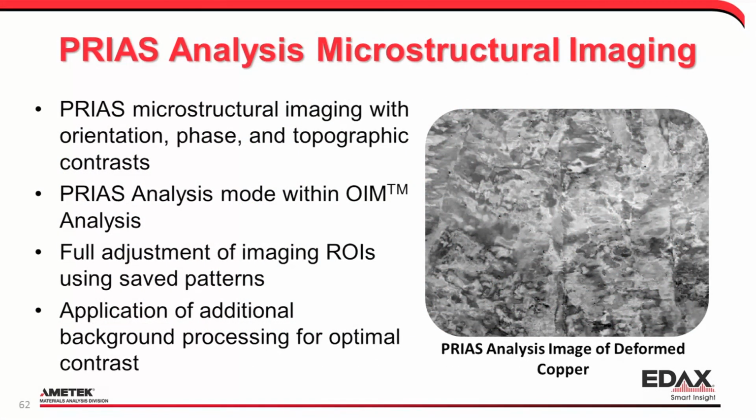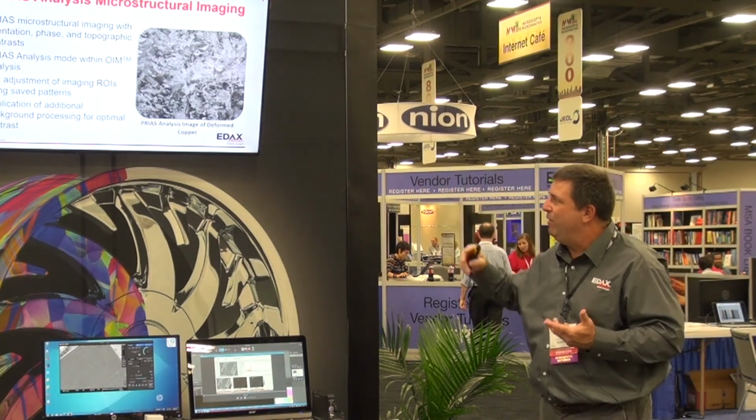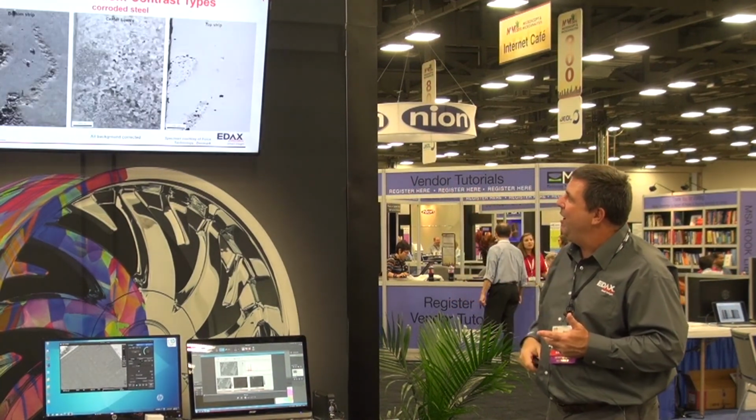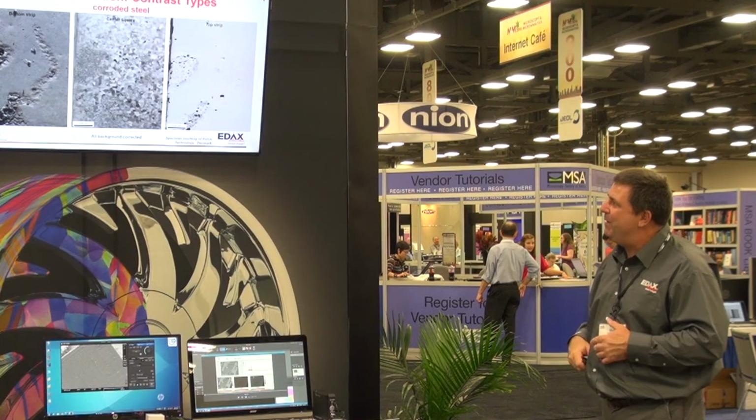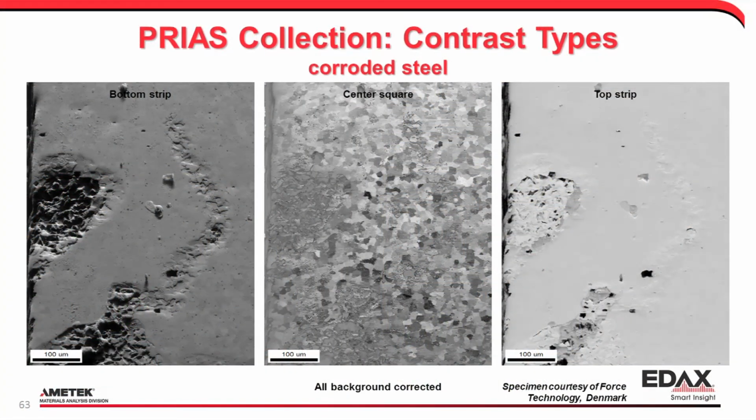Another thing we do is what we call PRIAS. PRIAS is a microstructural imaging approach where we're looking at orientation contrast. We're now able to do this fully in OIM analysis. When we do this, some of the information we get: topographical contrast on the left, orientation contrast in the center, atomic number contrast on the right. And all this happens in the background automatically.